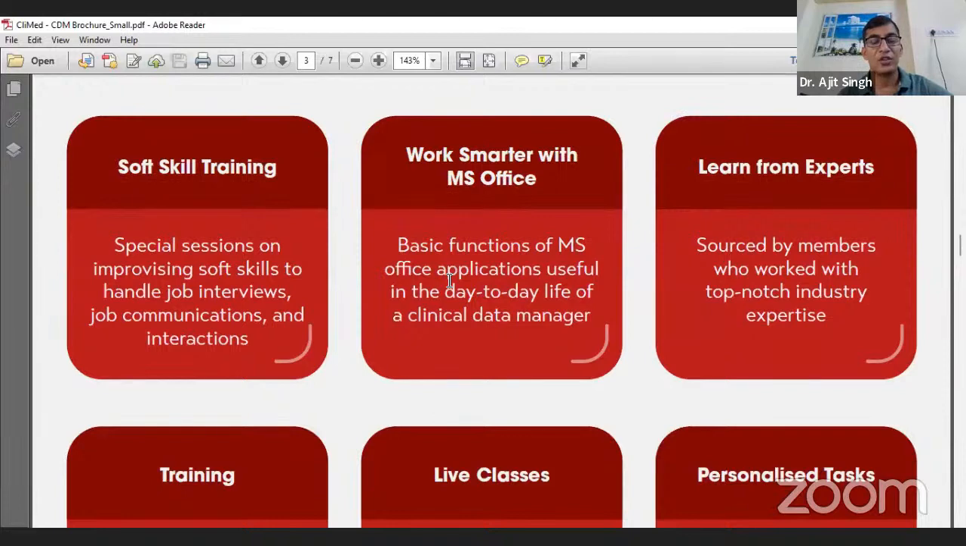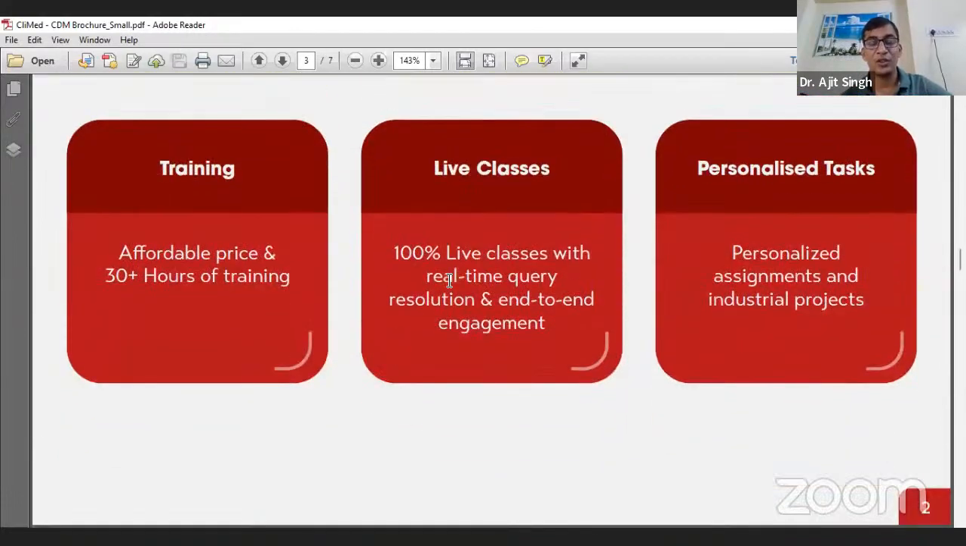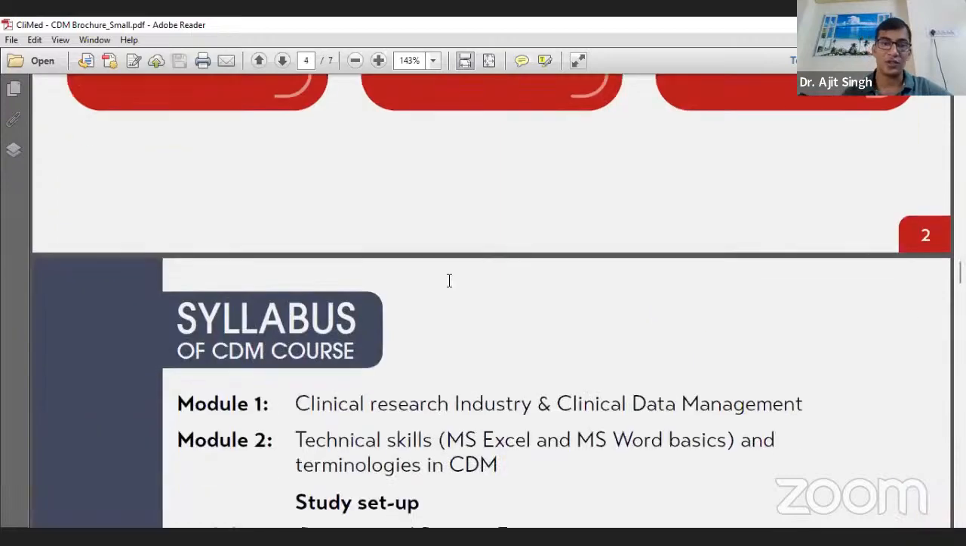Okay, and then your soft skills, job communications, interactions, and we have multiple experts, including Miss Neha, who is the main in charge of the course and who will be taking the majority of the classes. And we have 30 plus hours of learning. This course is under the skill development program of Government of India, as we are registered under the skill development programs, and 100% live classes with real-time query resolutions, and you will get personalized assignments and industry projects also.